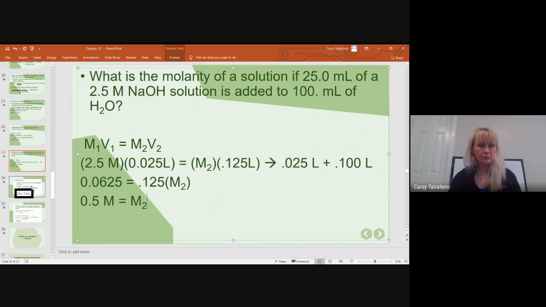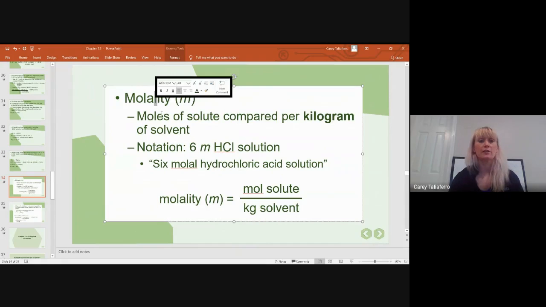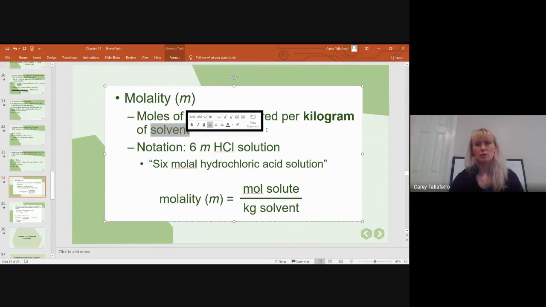Now, the next part is on something called molality. So we had molarity, and now we have molality. The difference in spelling is just that L instead of an R. The way we abbreviate that is actually an italicized lowercase m. Now, here's the difference between molarity and molality. We still have moles of solute. That hasn't changed, but we're comparing it to a kilogram of solvent, not solution. So the denominator is what is different.